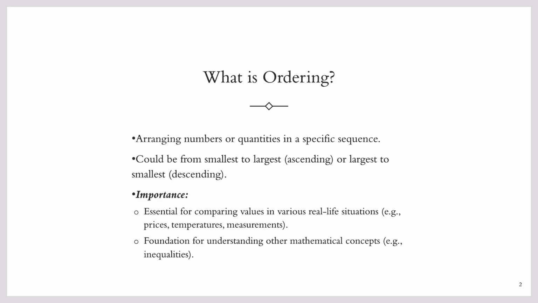First, we have to understand what ordering is. It is arranging numbers or quantities in a specific sequence. It could be either from smallest to largest, which we call ascending order, or from largest to smallest, which we call descending order. And why is it important? It is essential for comparing values in various real life situations, such as prices, temperatures, or measurements. It is also foundational for understanding other mathematical concepts, where we are going to talk about inequalities as well.